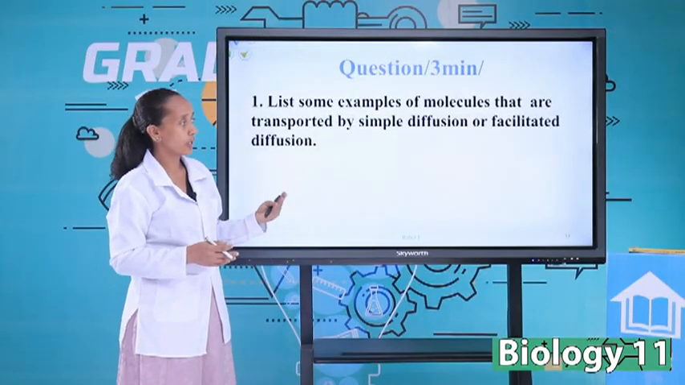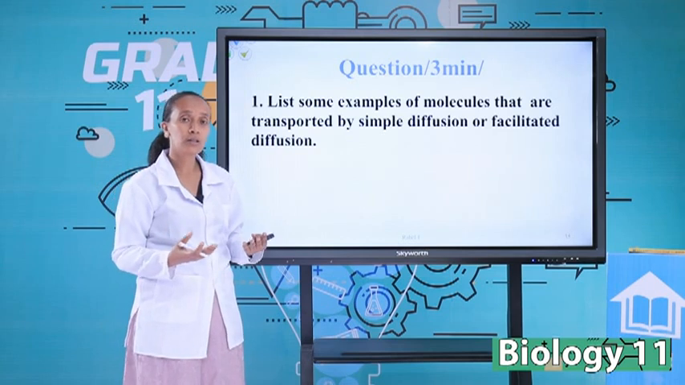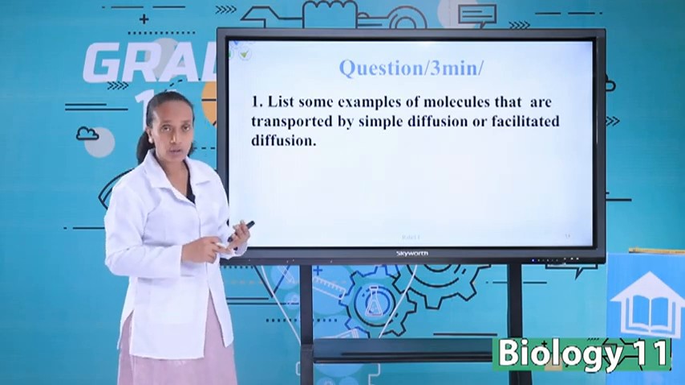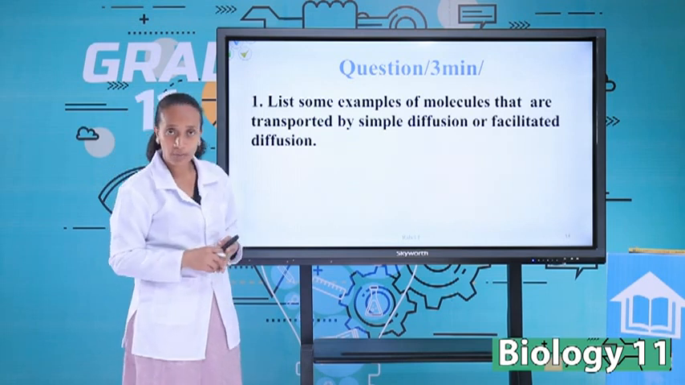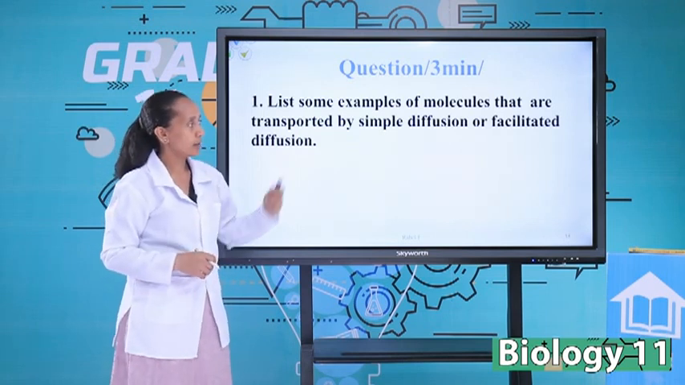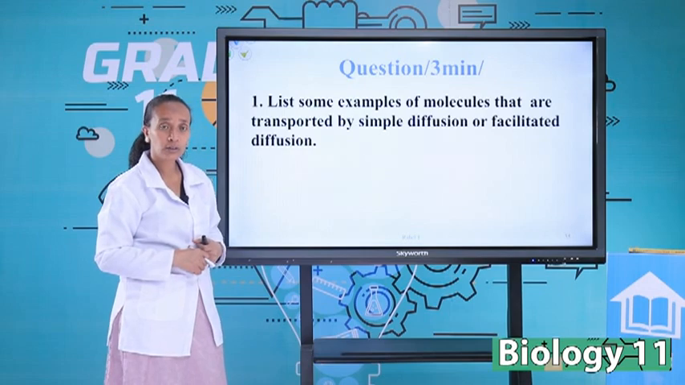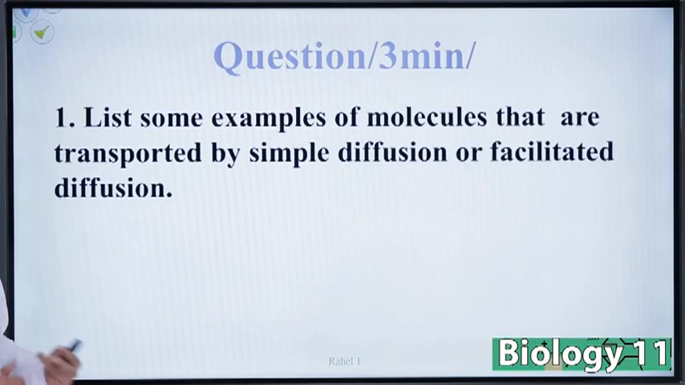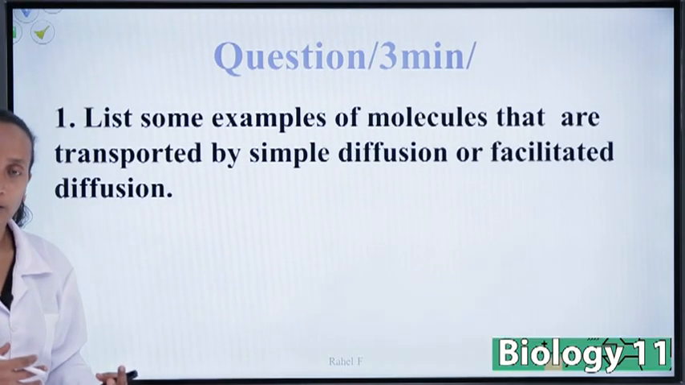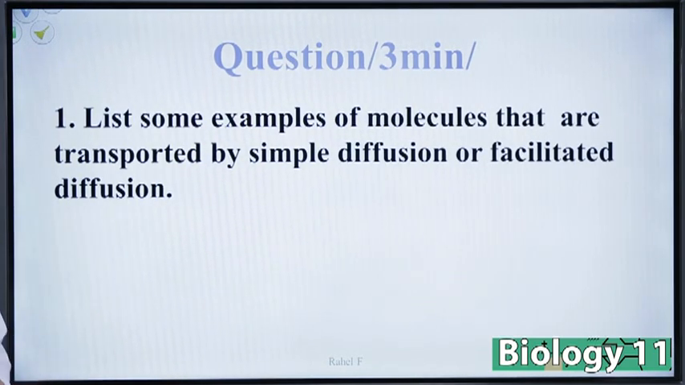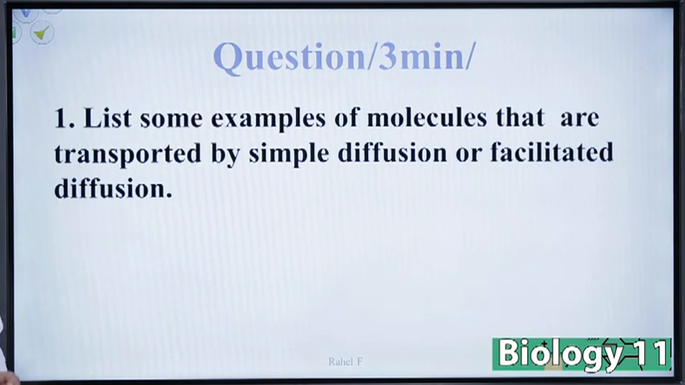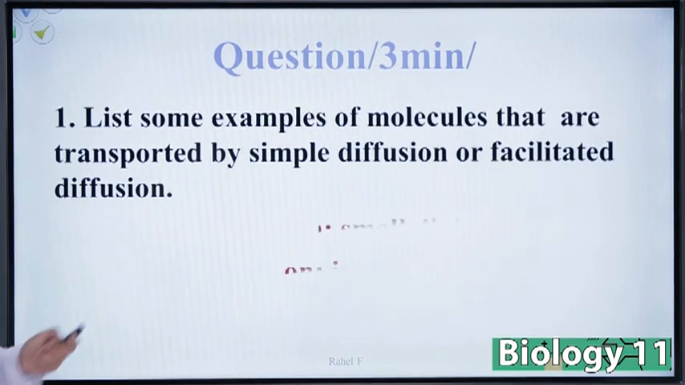Simple diffusion transports what type of substances? It transports small, nonpolar and lipid soluble substances. And in case of facilitated diffusion, substances transported are polar molecules, large molecules and charged molecules. If you answer like this, you are correct.